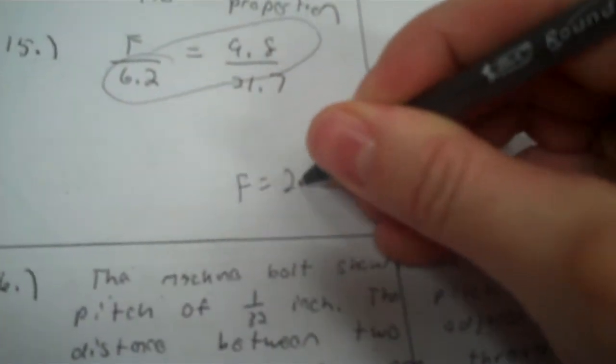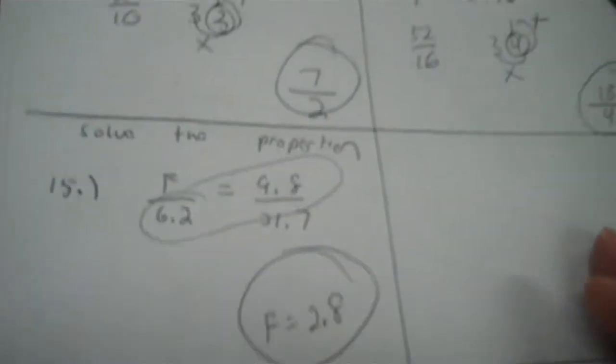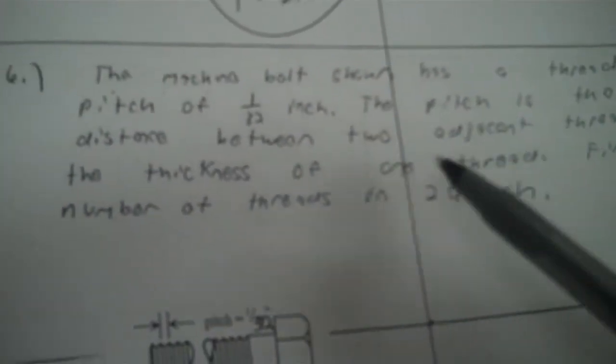So solve the proportion, just cross multiply and divide. So 6.2 times 9.8 divided by 21.7, 2.8. F equals 2.8. Okay, number 16. The machine bolt shown has a thread pitch of 1/32 of an inch.